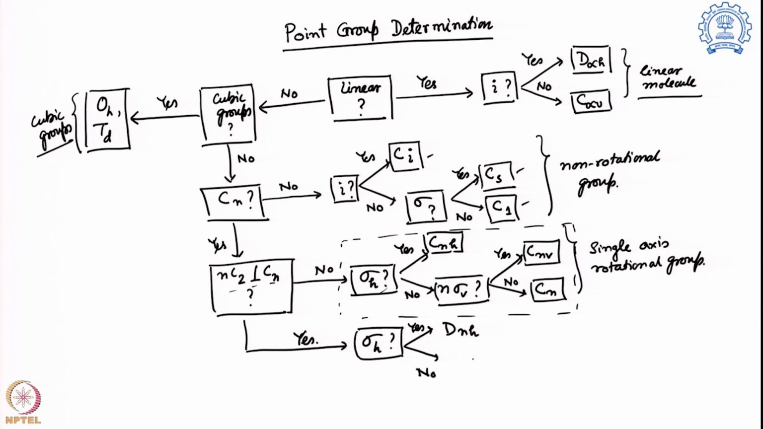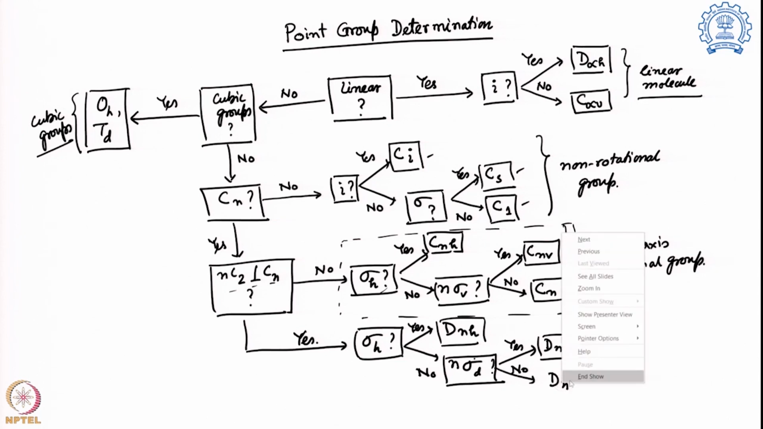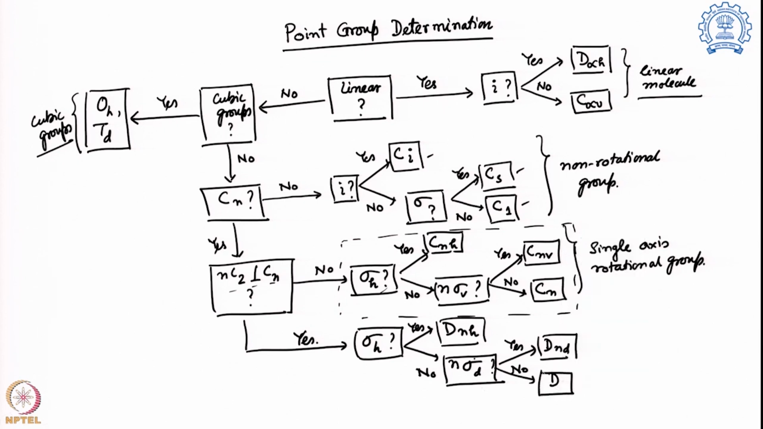If the answer is no, then we ask the question, do you have a number of sigma d's with you? Over here there are sigma d's because the presence of C2 is such that if the sigma v's are present over there, they will be bisecting those C2s. So, that means they will be recognized as sigma d, and if it does have those sigma d's, that will belong to Dnd point group, and if it does not have anything other than Cn and n number of C2 perpendicular to Cn, that will come to a Dn point group. So, with that we actually configure that these are the dihedral groups.